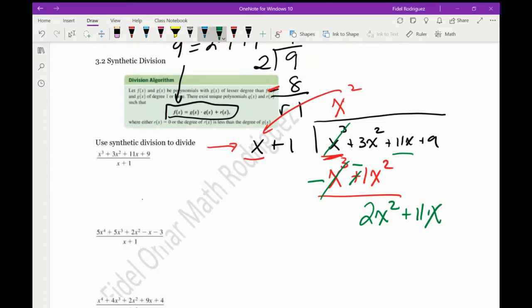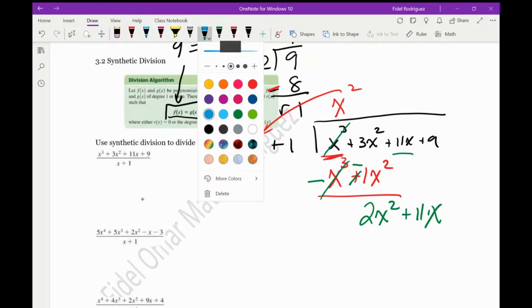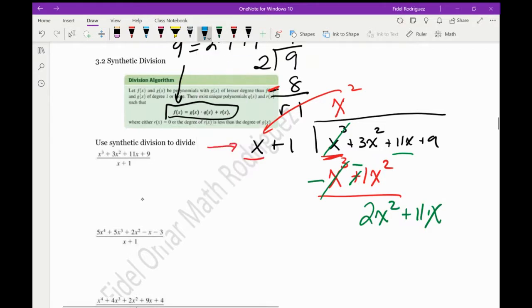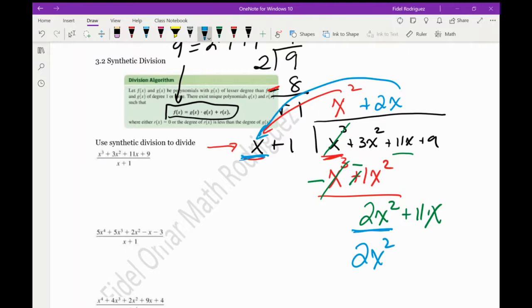So I would say, look, I have a 2x squared right here, and I have an x here. So what do I need to multiply x by so that I get a 2x squared? And you'd say, oh, you know what? We got to multiply it by a 2x, because 2x times x would give me 2x squared, and 2x times 1 would give me a plus 2x, right?